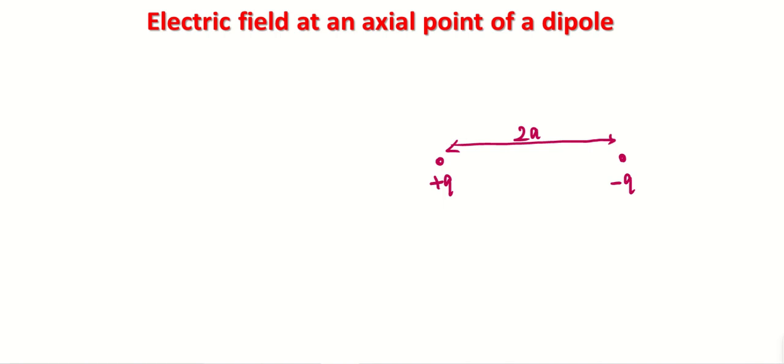Another important point is the direction of the dipole moment. It is always from minus q to plus q. We have to remember this. Now, what is our aim? At point P, which is at r distance from the origin. So the origin is here, okay? It is at the center of the dipole. From r distance from the origin, what is the electric field here? This is what we are going to find out.